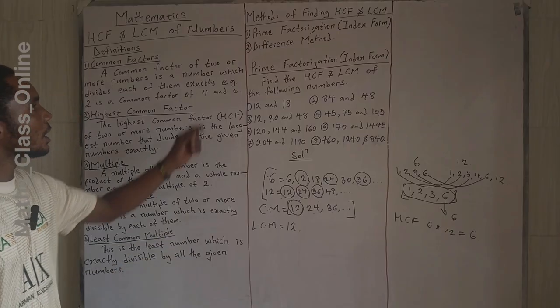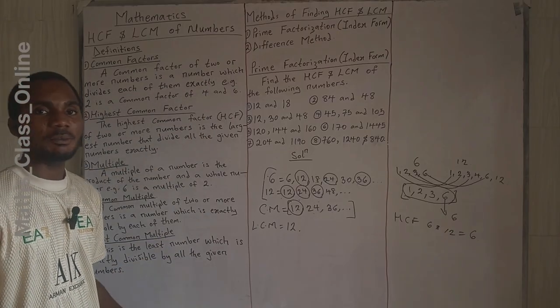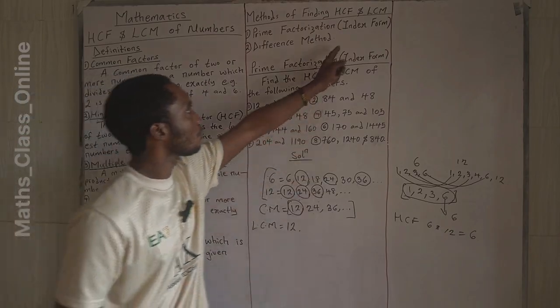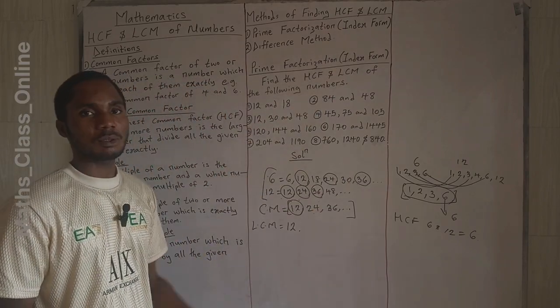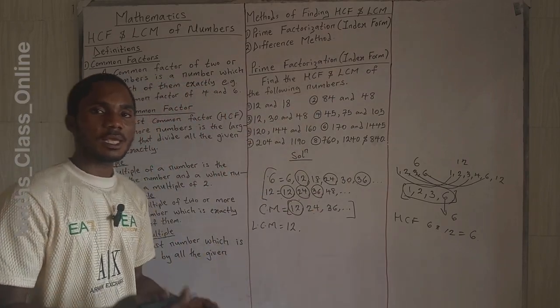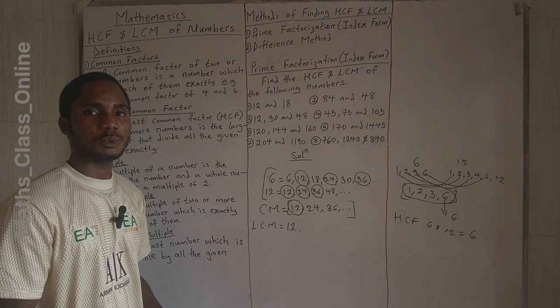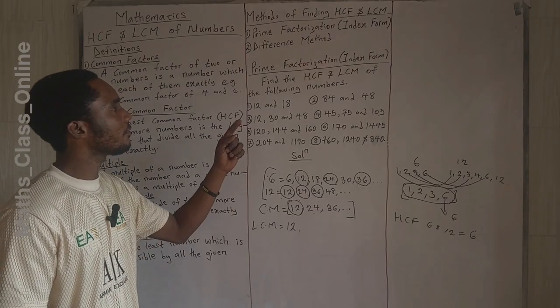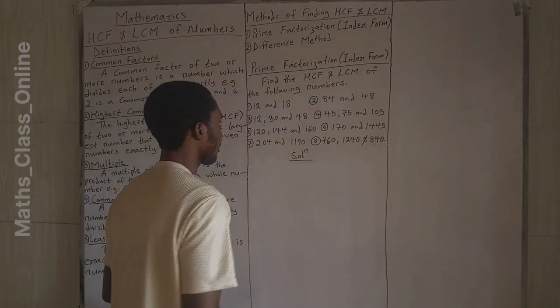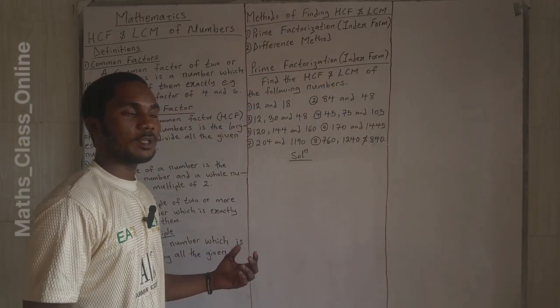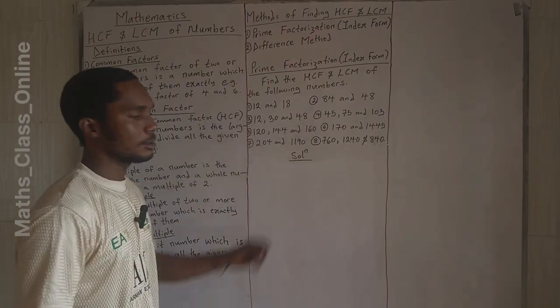Now, how do we find highest common factor and least common multiple of two or more numbers? We have two methods listed here. The first method is by prime factorization. We will focus on index form and also difference method. How are we going to find the highest common factor and the least common multiple of two or more numbers by prime factorization? The first example we have here is 12 and 18.